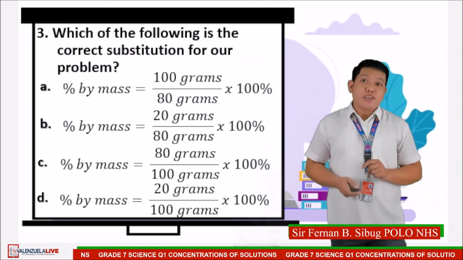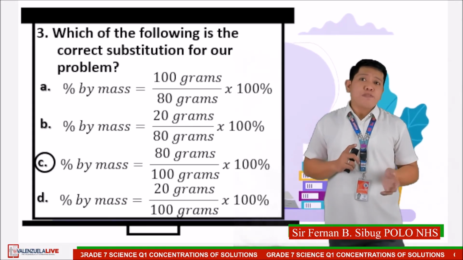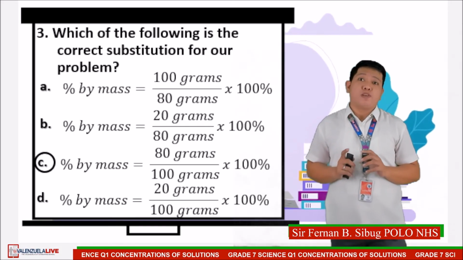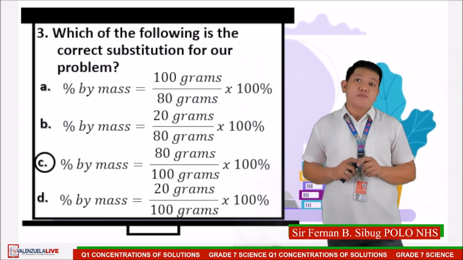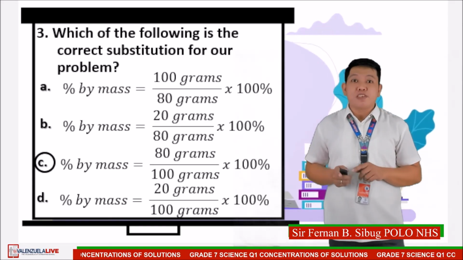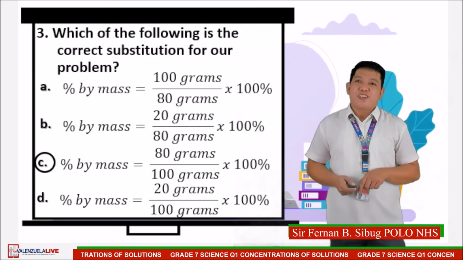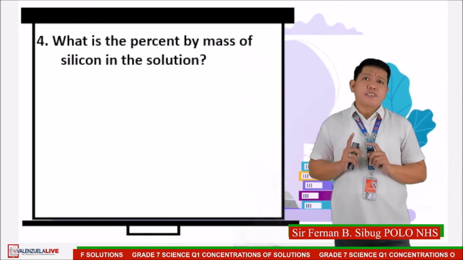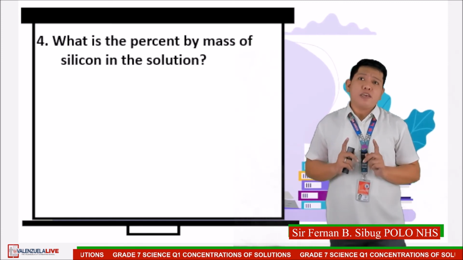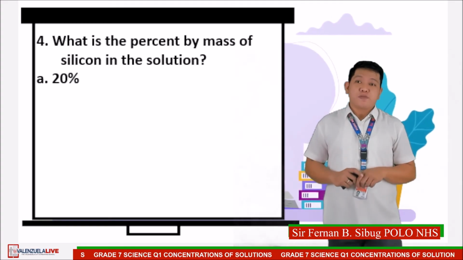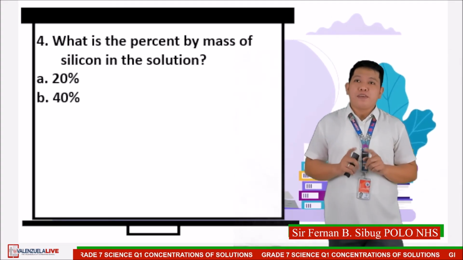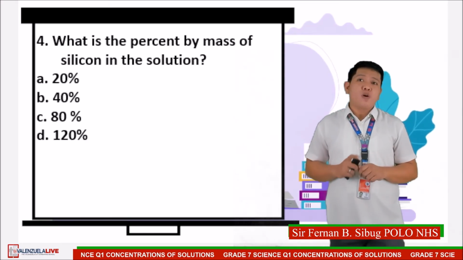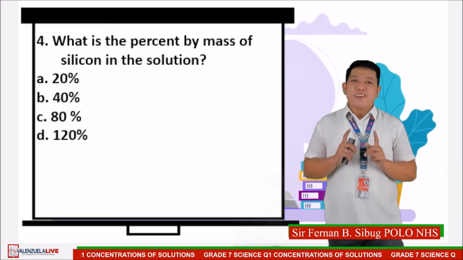Okay, the correct answer is letter C. From the formula from the previous question, percent by mass is equal to the mass of solute, which is 80 grams, over the mass of the solution, which is 100 grams, multiplied by 100%. Question number 4. What is the percent by mass of silicone in the solution? A. 20%. B. 40%. C. 80%. And D. 120%. Type in your answer.